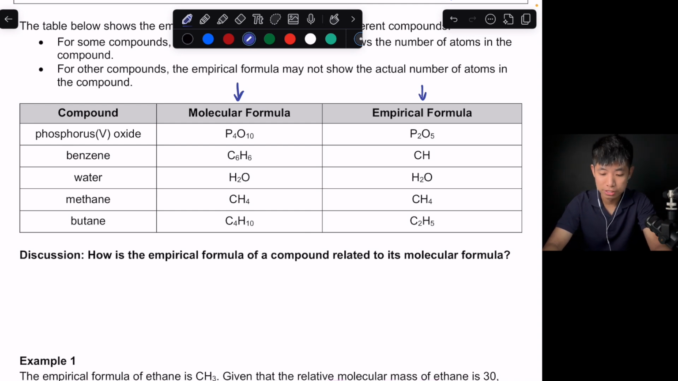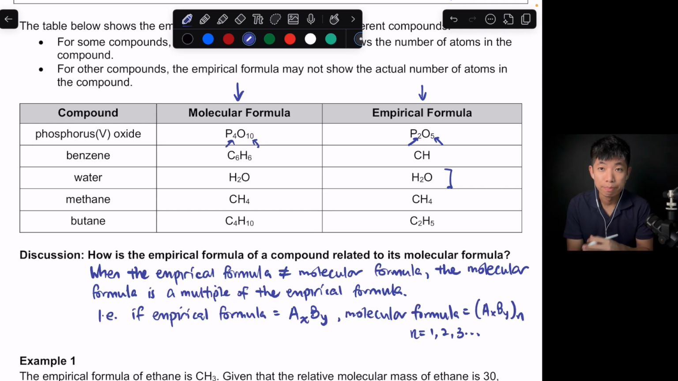I think it'll be quite obvious to you that when we simplify the molecular formula to the simplest ratio, we get the empirical formula. For example, P4O10, the ratio of phosphorus to oxygen is 4:10, which can be simplified to 2:5. You will also notice that for some molecules, the empirical and molecular formula are actually the same because the elements are already in the simplest ratio in the compound.